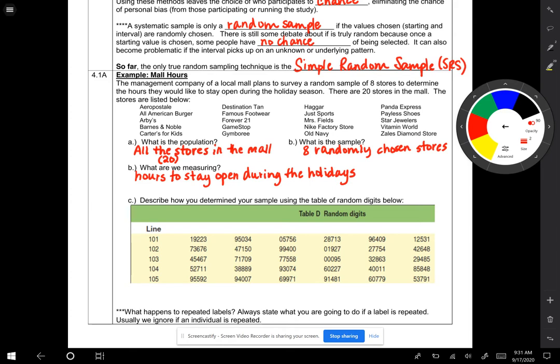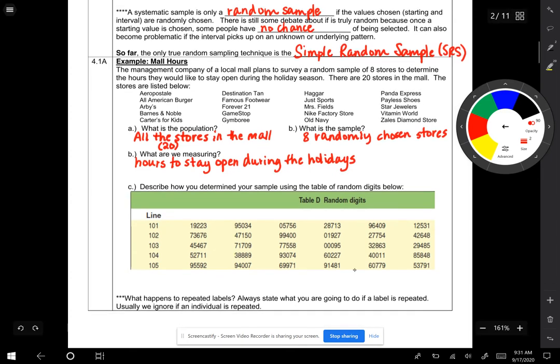All right, and the next thing we're going to do is describe. So this is really important. It's asking us to go about how we're going to select our sample using the table of random digits below. So remember, there are 20 stores. So this is a 2-digit number.